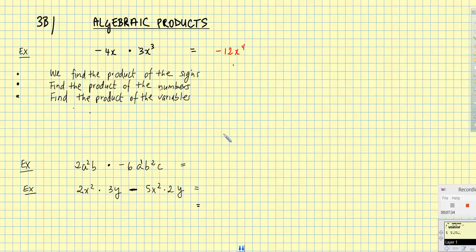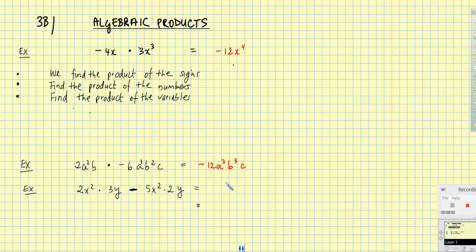Okay, so if I want to take a look at the next one, I've got 2a squared b times negative 6a to the power of 1, b to the power of 2c. So 2 times negative 6 will give me negative 12. A squared times a to the power of 1 gives me a cubed. B to the power of 1 times b squared will give me b cubed as well. And then I only have a c left over, which is really c to the power of 1.